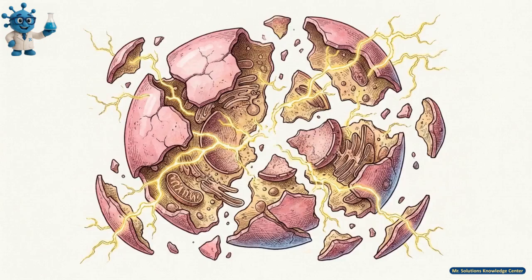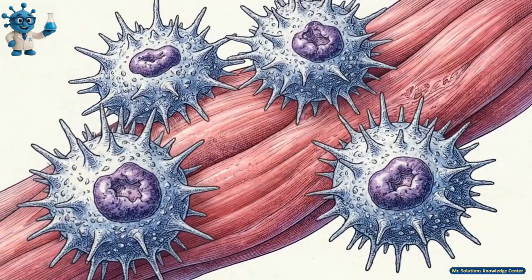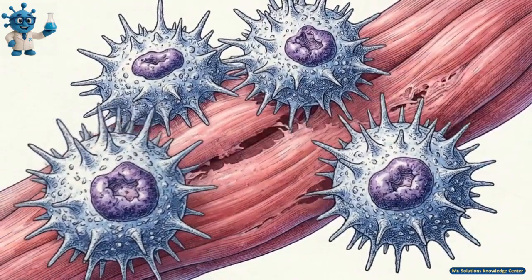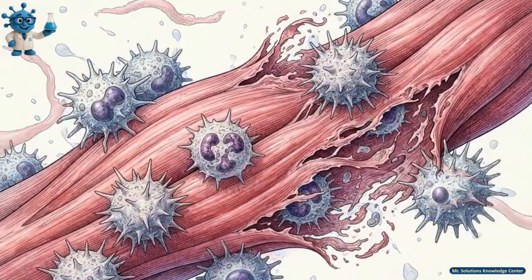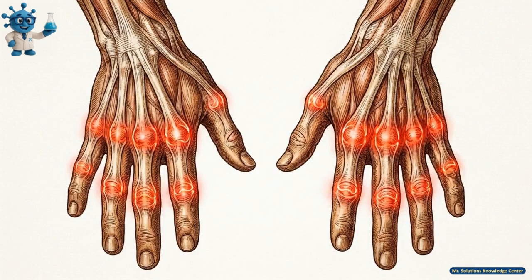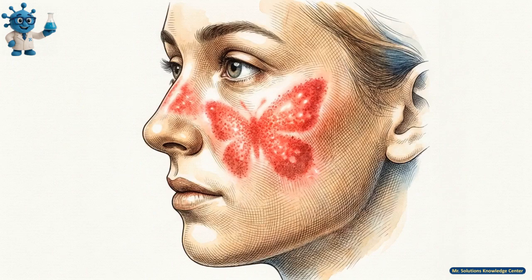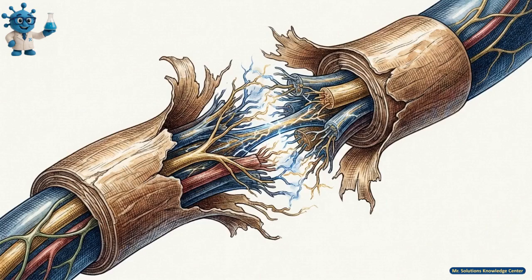When these regulatory mechanisms fail, the body enters a state of autoimmunity. This occurs when the immune system loses self-tolerance, fails its baseline computation, and begins attacking its own tissues. This error results in diseases such as rheumatoid arthritis, systemic lupus erythematosus, type 1 diabetes, and multiple sclerosis.